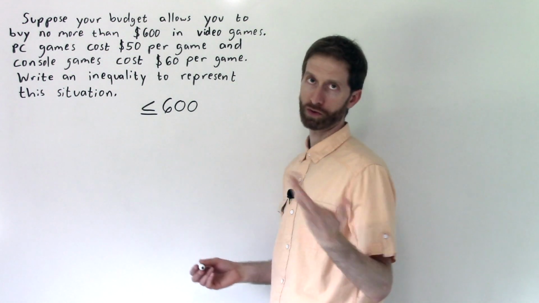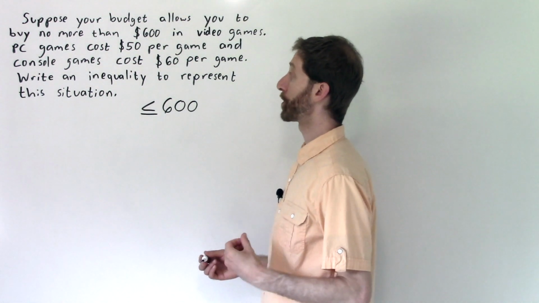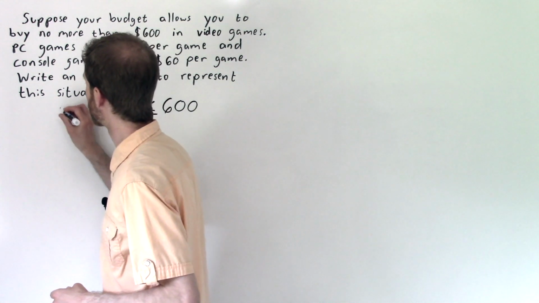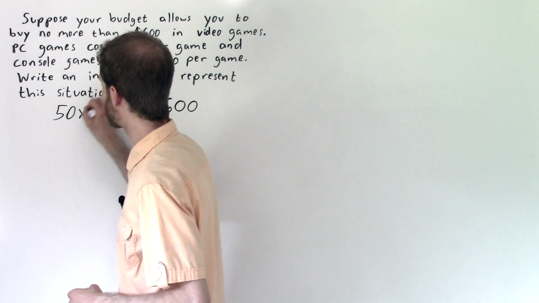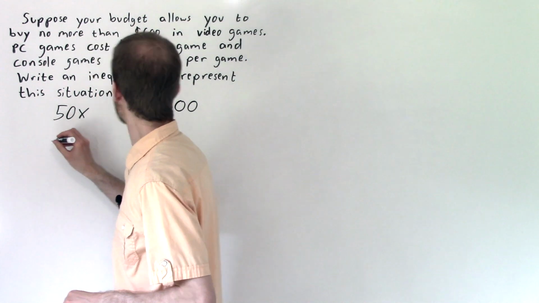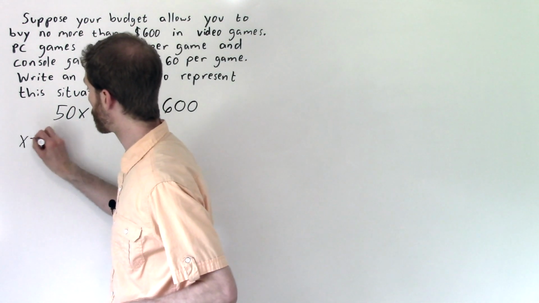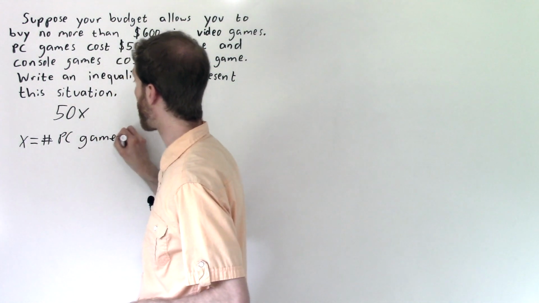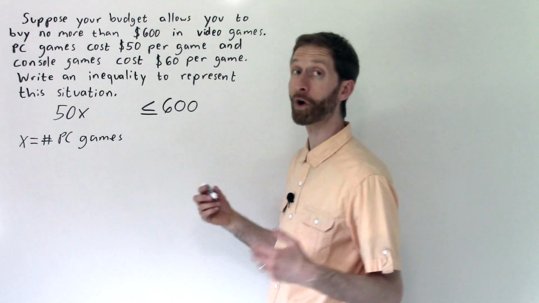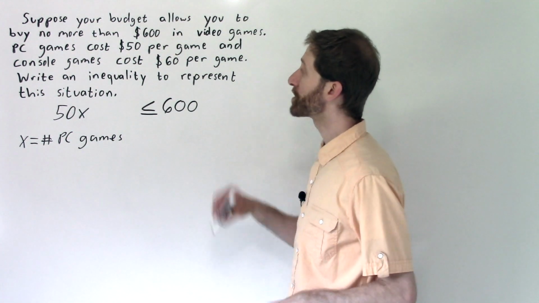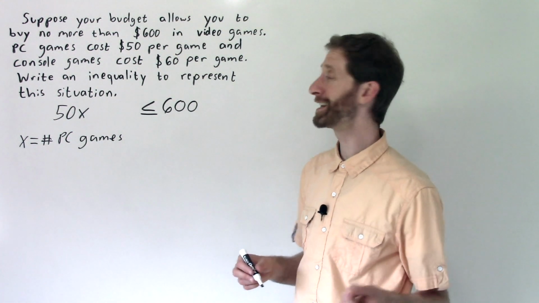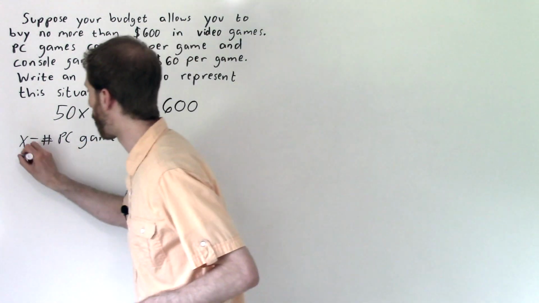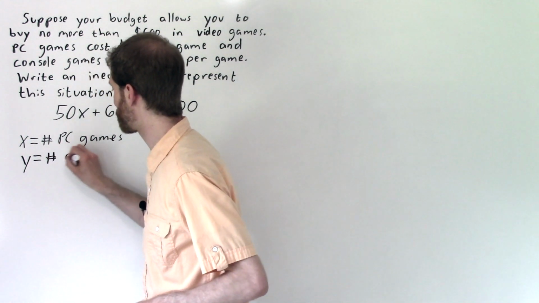PC games, personal computer, cost $50 per game. So maybe I'll do, I don't know, 50x. And I'm going to define some variables here. Let's define that x equals the number of PC games. So that would be $50 per PC game. Maybe it works into the inequality, maybe it doesn't. And console games cost $60 per game. So I'll do plus 60y, where y equals the number of console games.